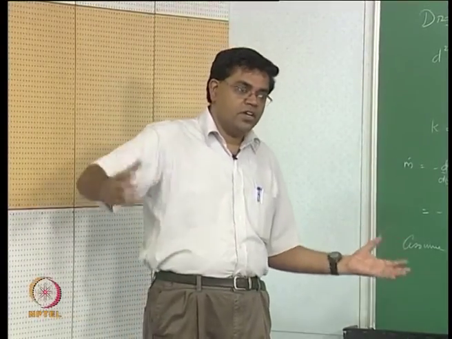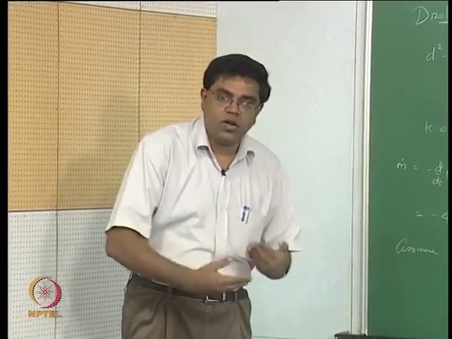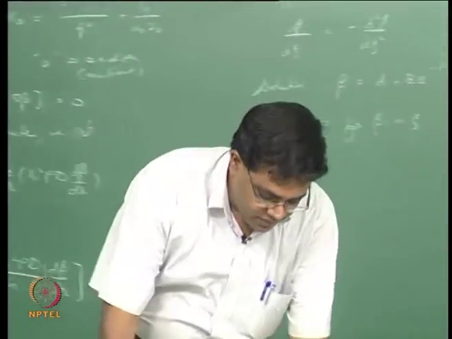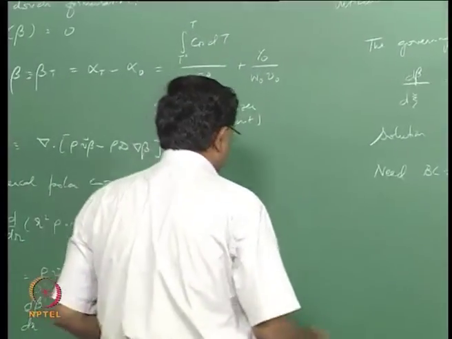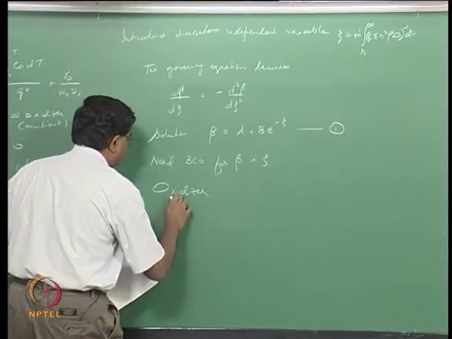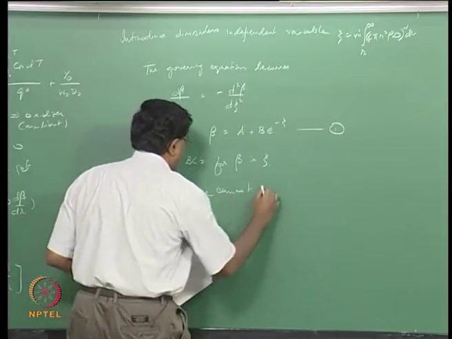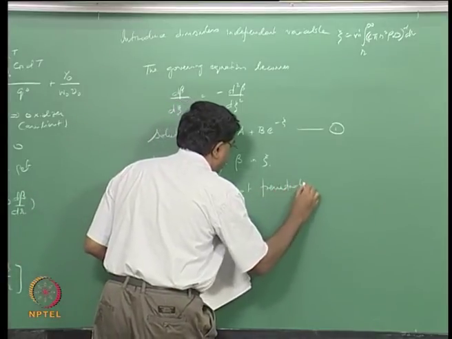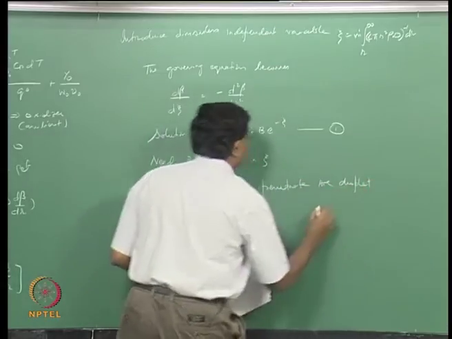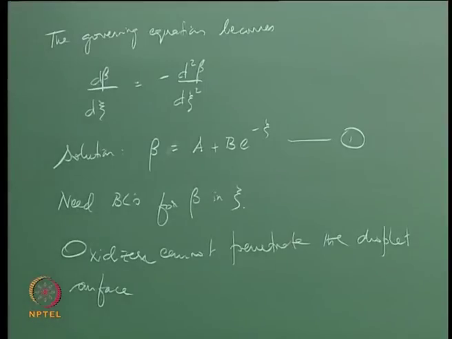If that were the case, then even as the liquid fuel existed, the oxygen would begin to get dissolved in it. So the first thing that we have to adopt is that the oxidizer cannot penetrate the droplet surface.